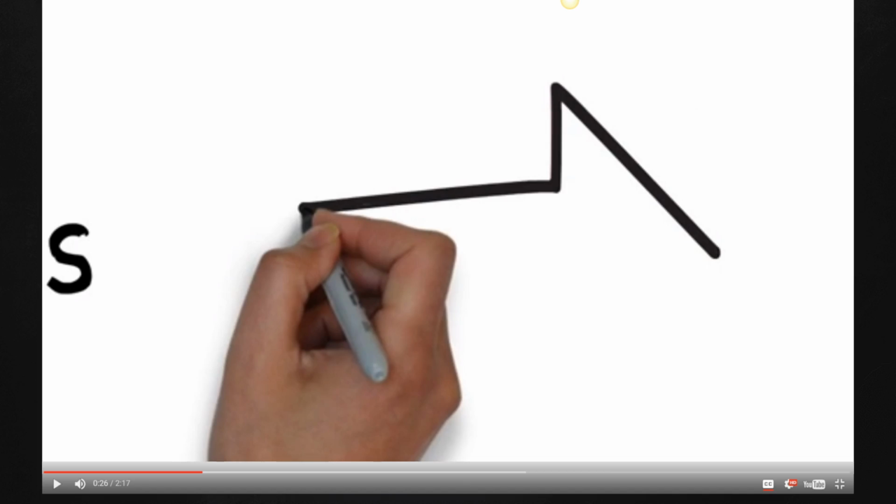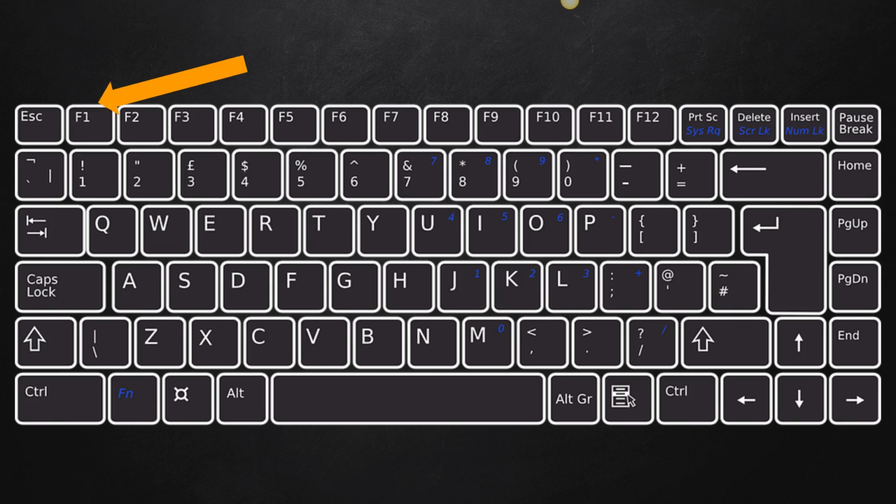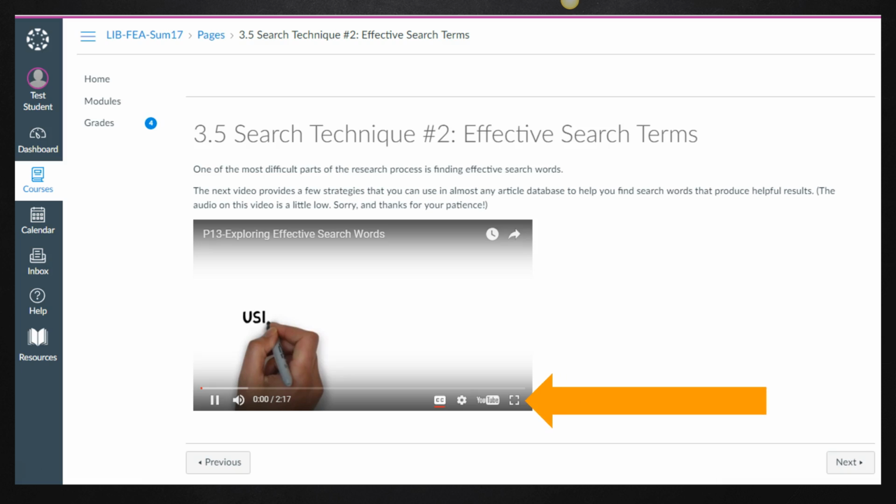To return the video to its original size, click on the same button again, or hit the Escape key on your keyboard. So if you want to see a larger view of this video, try clicking on the full screen button in the lower right corner of this video now. I'll wait a few seconds for you to click on this button.